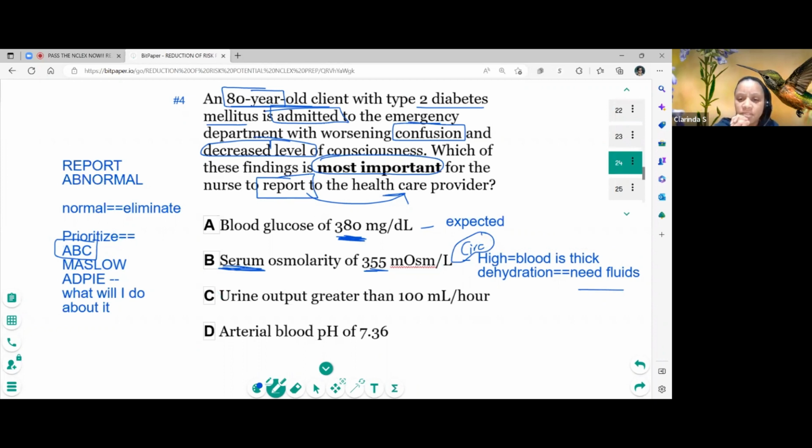Urine output greater than 100. They didn't tell me how much more greater, it just says greater. So if it's at least 100 and something, is that bad, normal? I think we kind of concluded that A and B were the two abnormal. This was like a maybe. I don't know how much more over 100 they're saying, so we can't read into it. It's greater than 100. Not a bad choice.